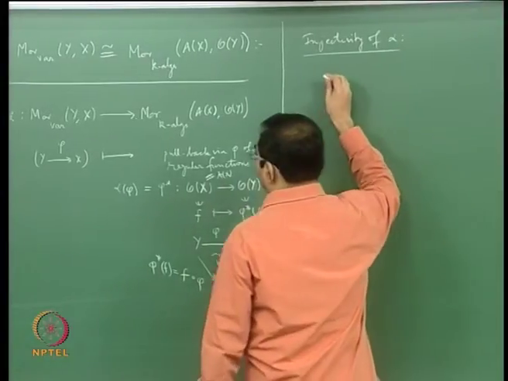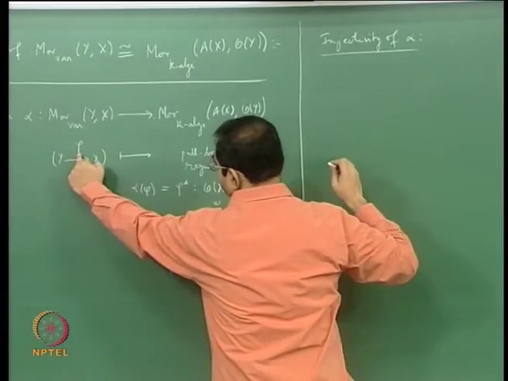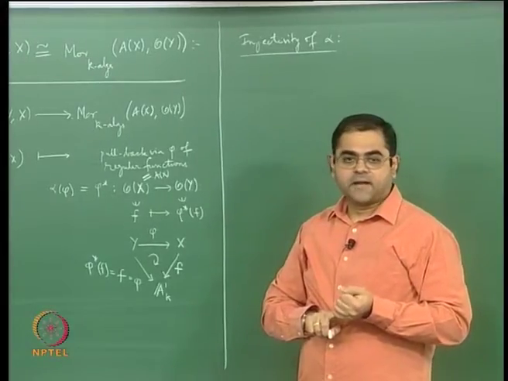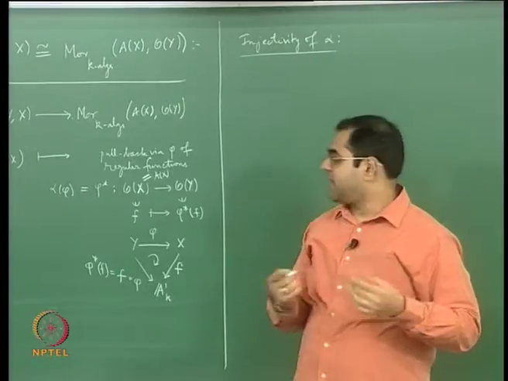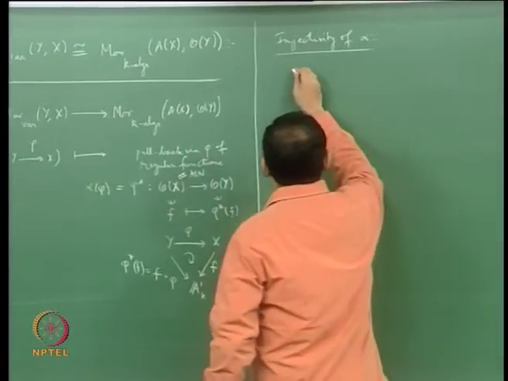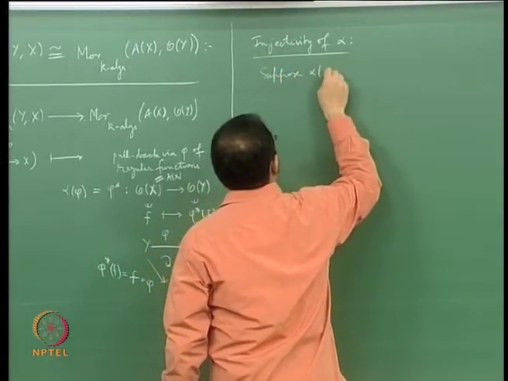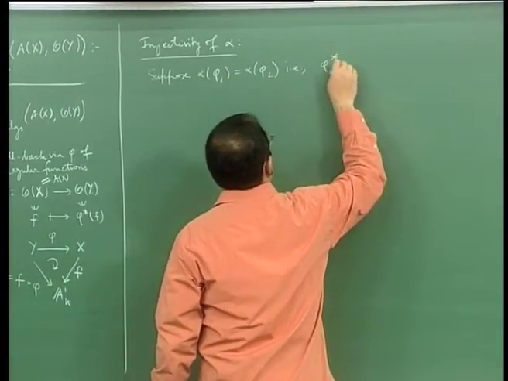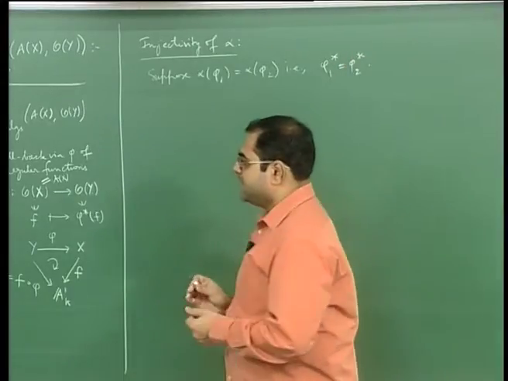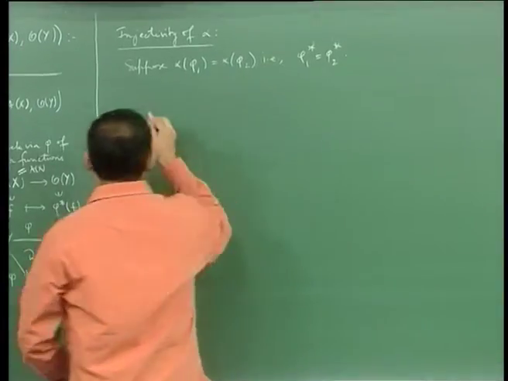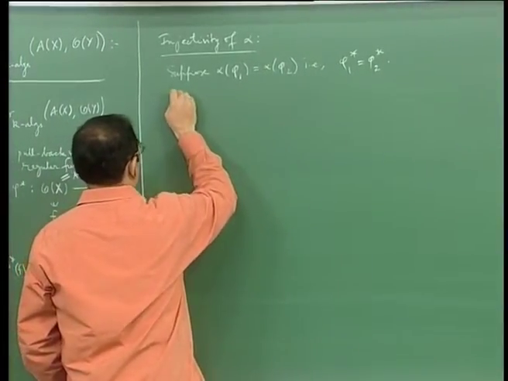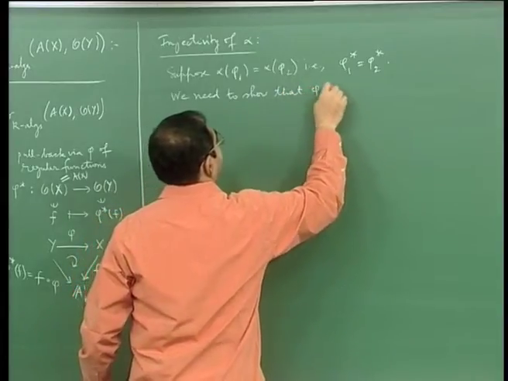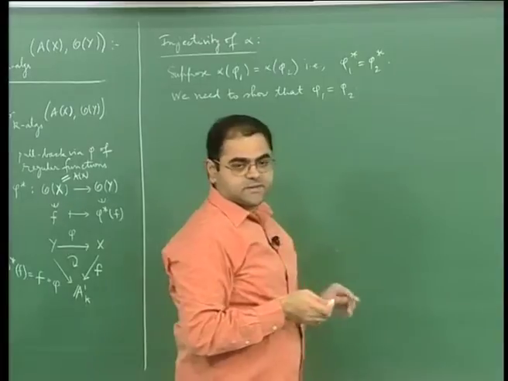So what is the situation? Suppose I have two morphisms which give rise to the same k-algebra homomorphism as pullbacks of regular functions, then I have to say that these two are the same, okay. So suppose alpha of phi1 is equal to alpha of phi2, which is the same as saying that phi1 upper star is the same as phi2 upper star, okay. I will have to show phi1 is the same as phi2, right. We need to show that phi1 is the same as phi2. So you have to show that these two morphisms are one and the same.